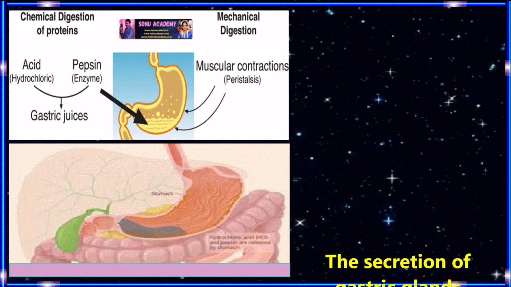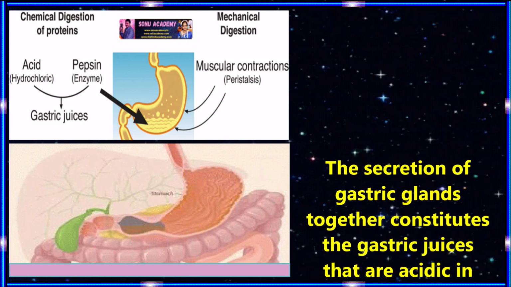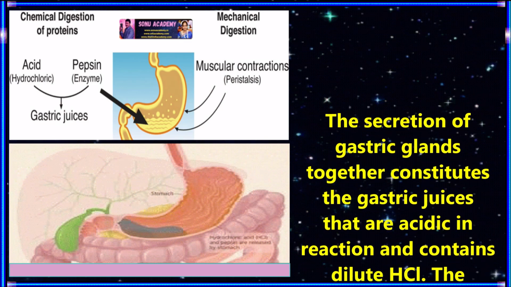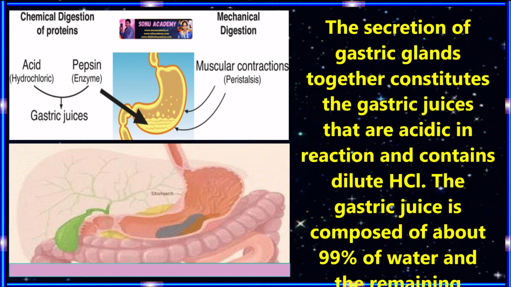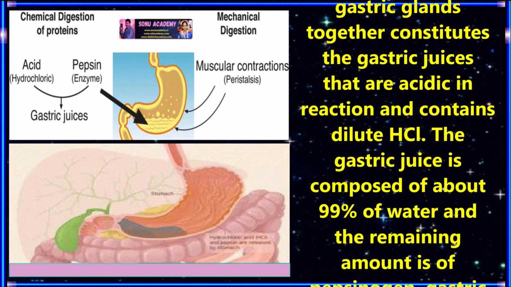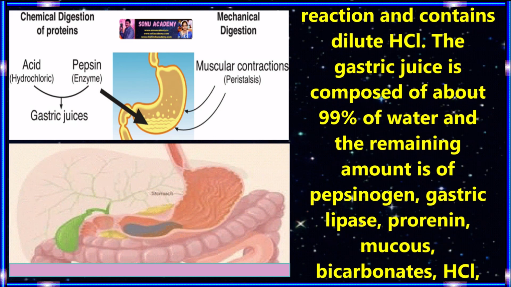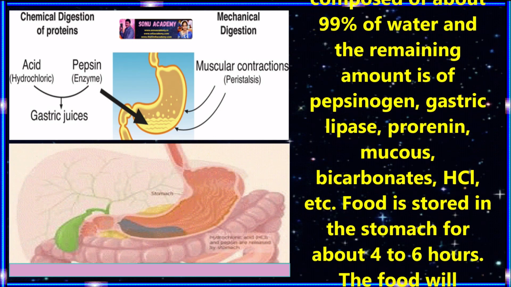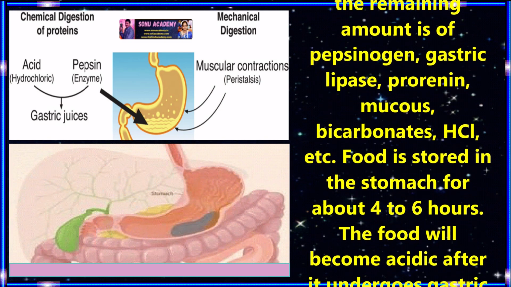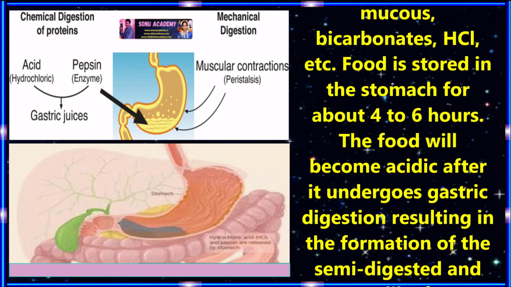The secretions of gastric glands together make up the gastric juice, which is acidic in reaction and contains dilute HCl. The gastric juice is composed of about 99% water and the remaining amount is pepsinogen, gastric lipase, prorennin, mucus, bicarbonates, HCl, etc. The food is stored in the stomach for about 4 to 6 hours.